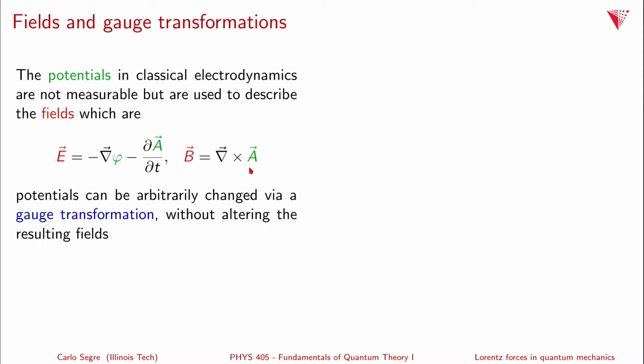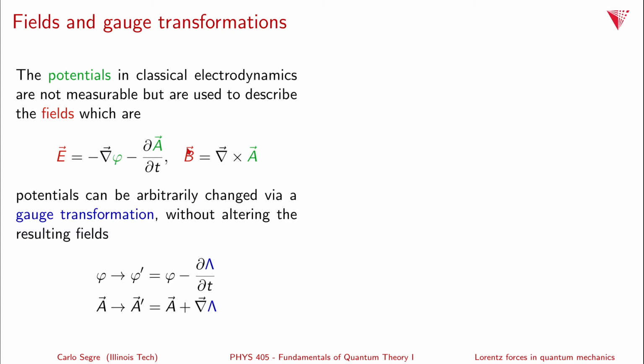And the potentials can arbitrarily be changed via gauge transformation, which we'll talk about in more detail later, without altering the resulting fields. And the gauge transformation typically looks like phi being replaced with phi prime, which is equal to phi minus the time derivative of the gauge transformation lambda. And A, with that same gauge transformation, goes to A prime, which is A plus the gradient of the gauge transformation. Now, in classical electrodynamics, the fields are what count.